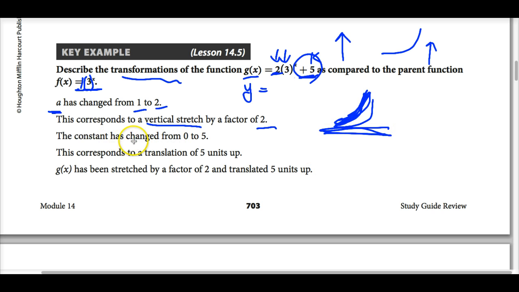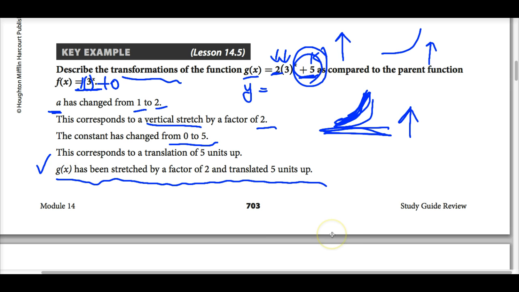And the constant has changed from 0 to 5. What that means is the k has changed from over here is nothing, so it's 0, 0 to 5. This corresponds to a translation of 5 units up. That means this whole graph went up by 5. So what's your final answer? G of x has been stretched by a factor of 2 and translated 5 units up. And that was your answer.